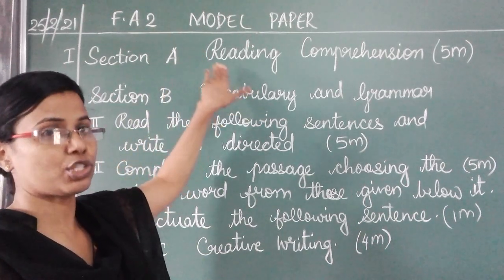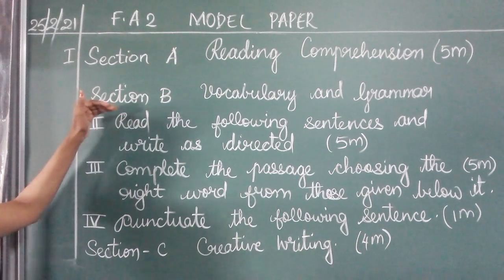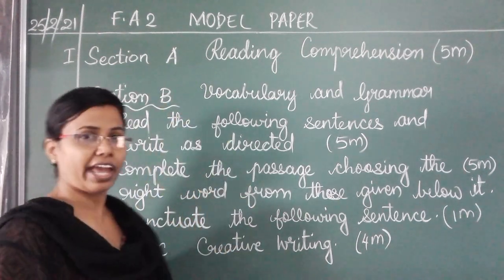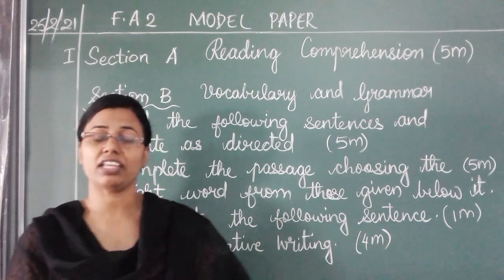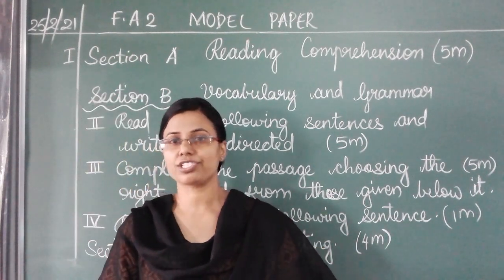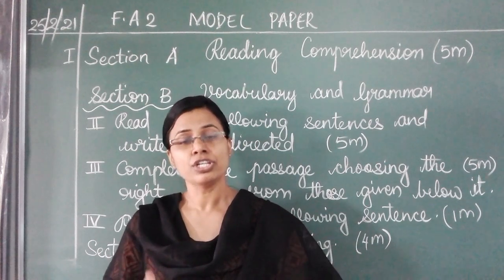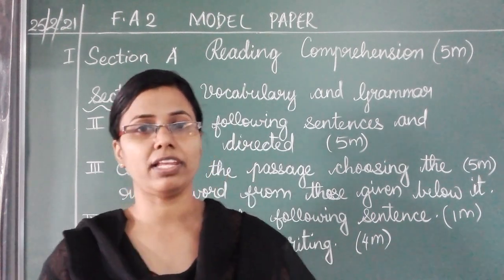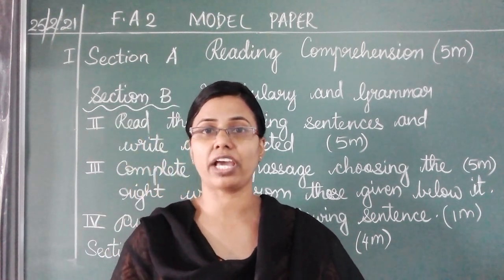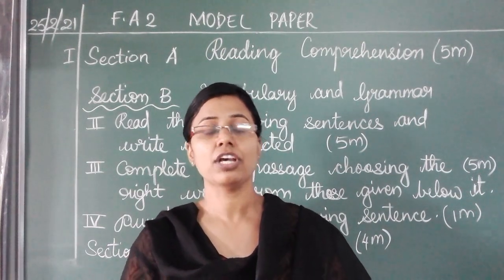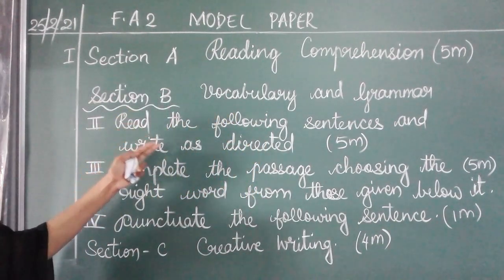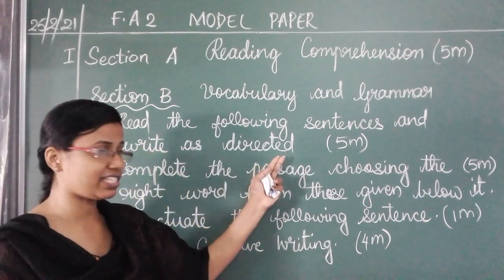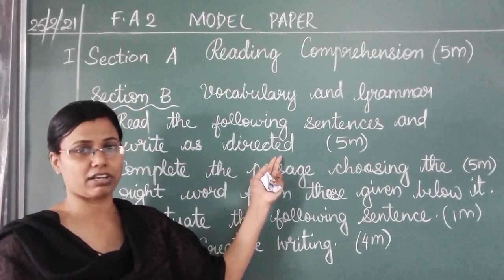Choose the correct answers when they are given. Now section B consists of vocabulary and grammar. Whatever is there in the units, that is what is given. The basics are covered, so see that you prepare well. In your Unit 4 you have direct speech and indirect speech, so you may get a question from that. Then, read the following sentences and write as directed. This is for 5 marks.